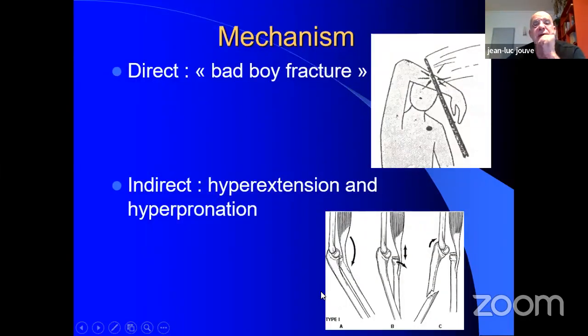The mechanism is what we call bad boy fracture. The most frequent mechanism is when you place your arm on your face to protect your face, and there is a direct trauma on the forearm, on the ulna, and there is a fracture of the ulna and the dislocation of the radial head. There is also an indirect mechanism when you fall in hyperextension and hyperpronation.